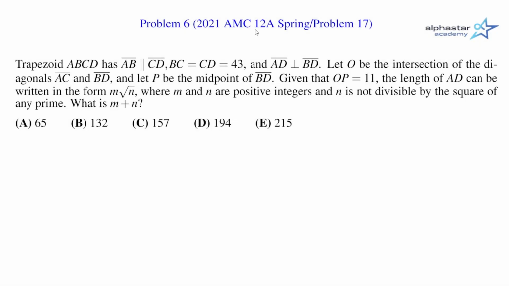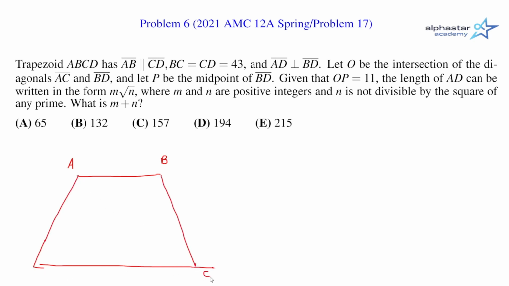Problem 6 is as follows. We have a trapezoid ABCD with AB parallel to CD, BC equals CD equals 43, and AD is perpendicular to BD. So let's try to draw a diagram. AB is here, then CD is here, and we're given that that's 43, and that's also equal to BC.